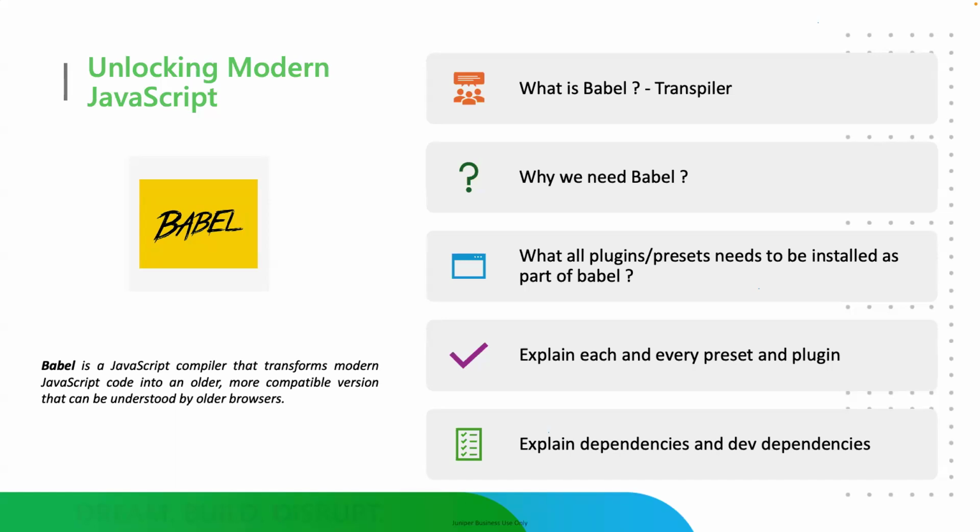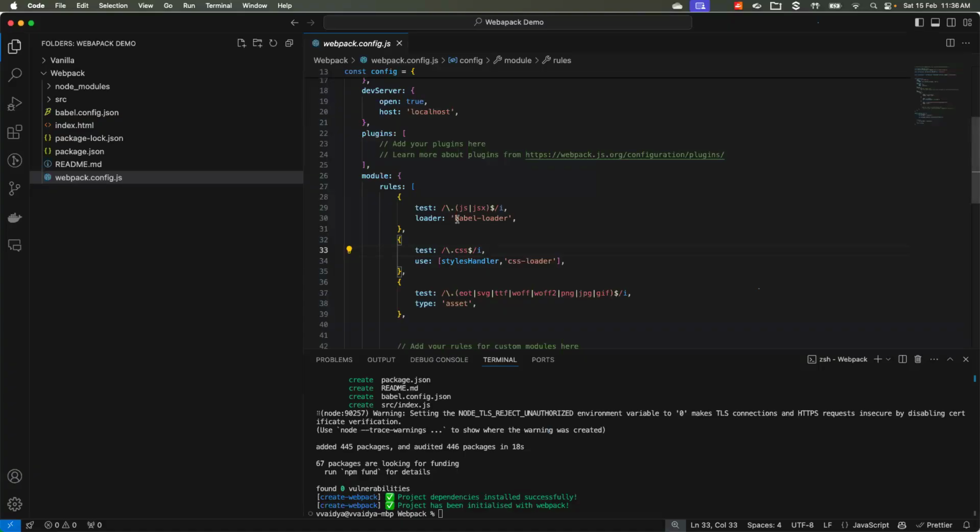And why do we need it? Because we have different types of files which need to get transpiled for your browser. We have different types of presets and plugins, all those things will be coming in here, and this is part of that.